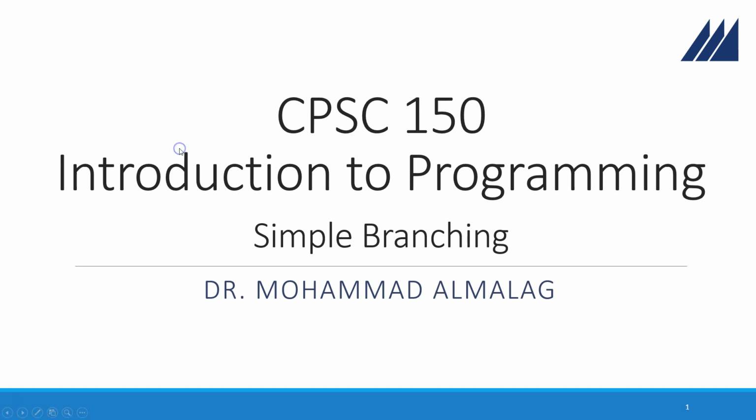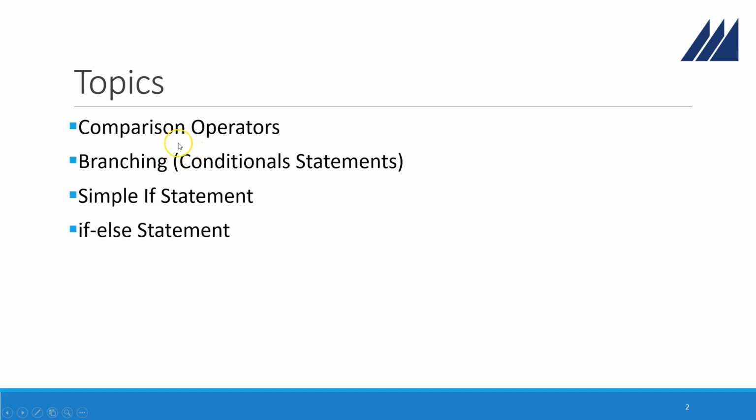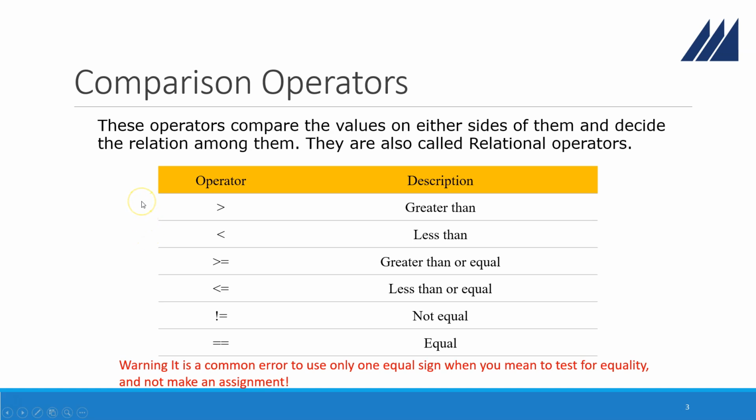But before we start, we're going to talk about comparison operators. After we talk about the comparison operators, we'll move to the branching, and sometimes you will see it called conditional statements. And we're going to see a simple if statement and an if-else statement. Okay, so let's go ahead and talk about the comparison operators. We already saw some of the comparison operators before, but we're going to list them here and talk about them. What are the comparison operators?